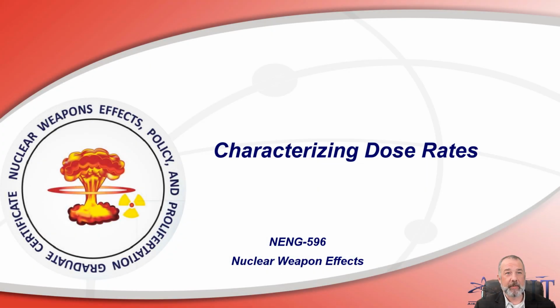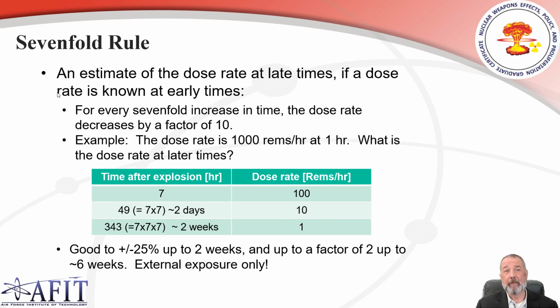In this lesson, we're going to characterize the dose and dose rates that we should see from this residual radiation that we discussed in the previous lesson. Now, first, we're going to look at a quick rule of thumb, and that's on this slide here. Basically, this says that we can get a factor of 10 reduction every power of 7 hours following our initial detonation.